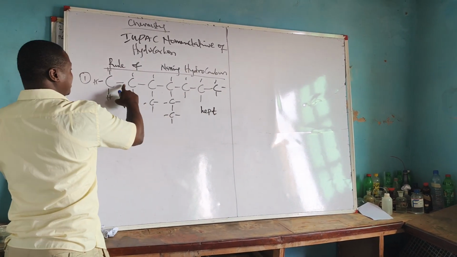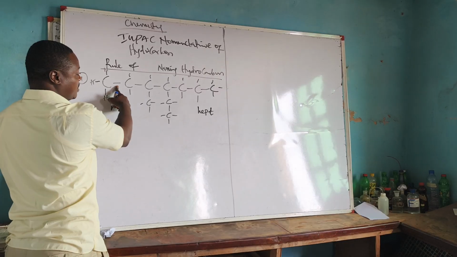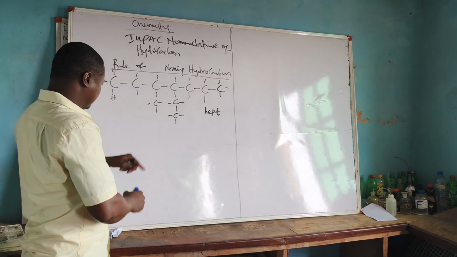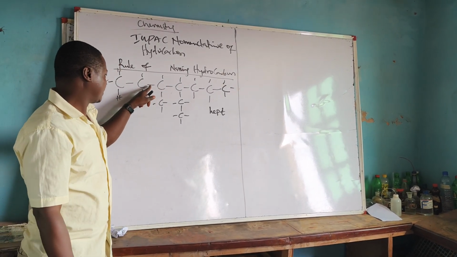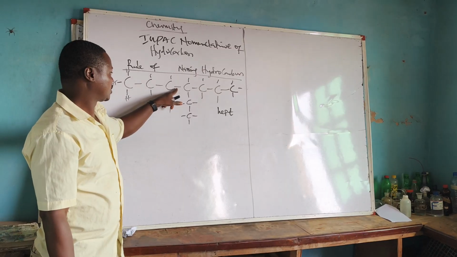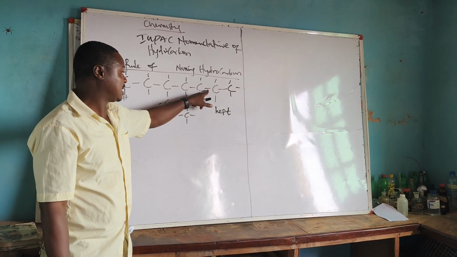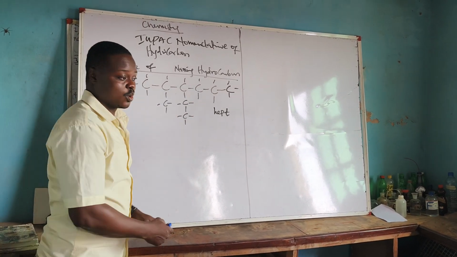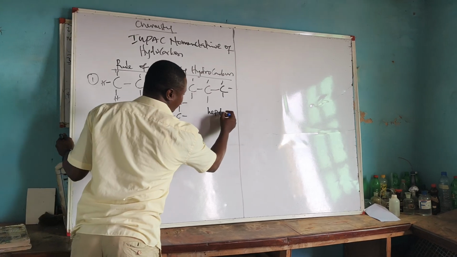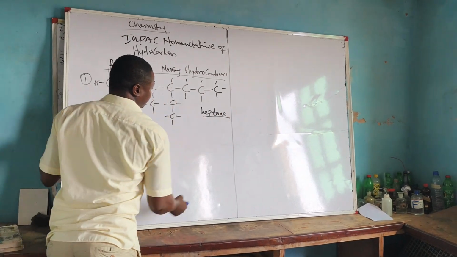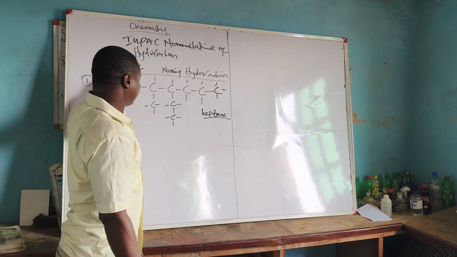Then the next thing is what family or homologous series does it belong to? Each carbon is bonded to each other by a single bond. We fall under alkanes, and that is their functional group, single bond. So the name for this will just be what? Heptane. That is the first thing you do.